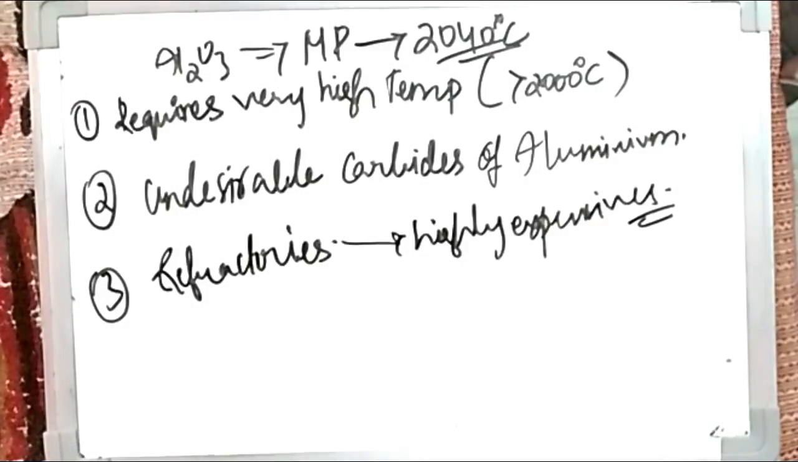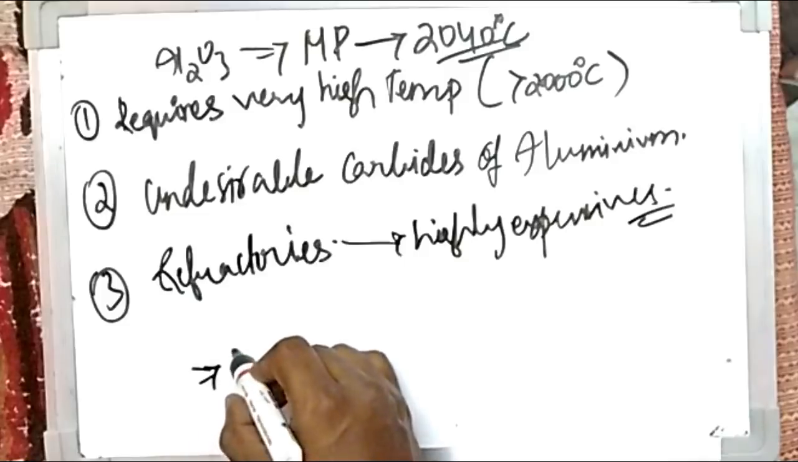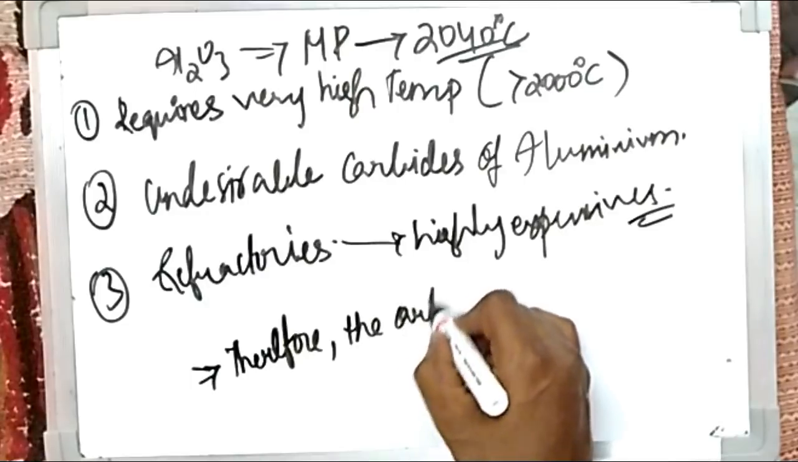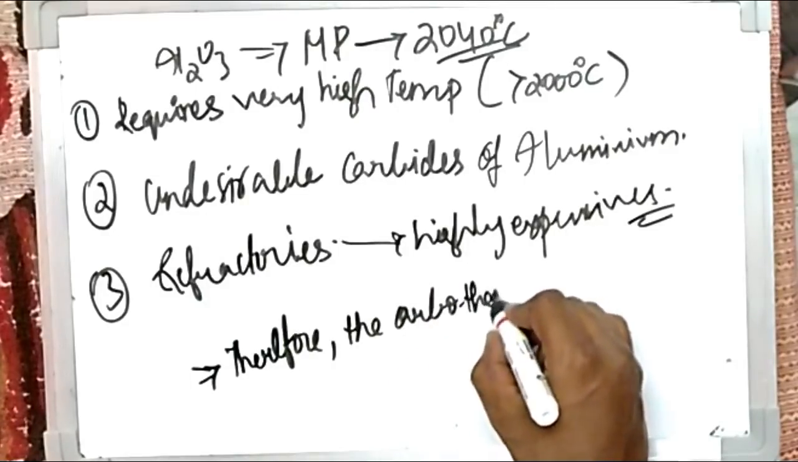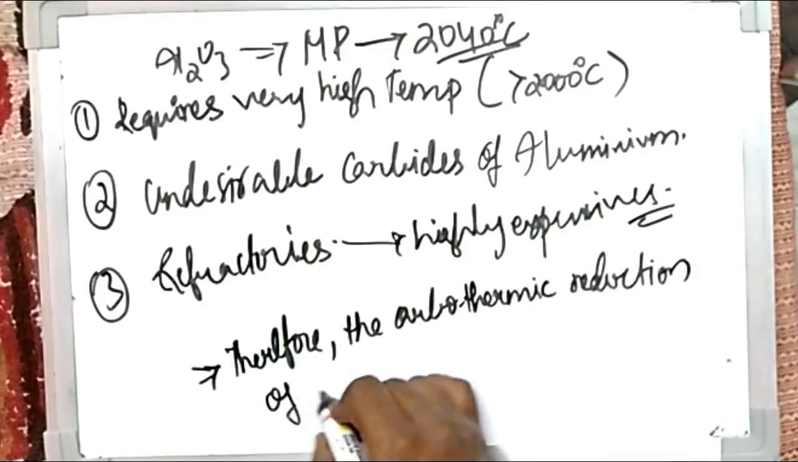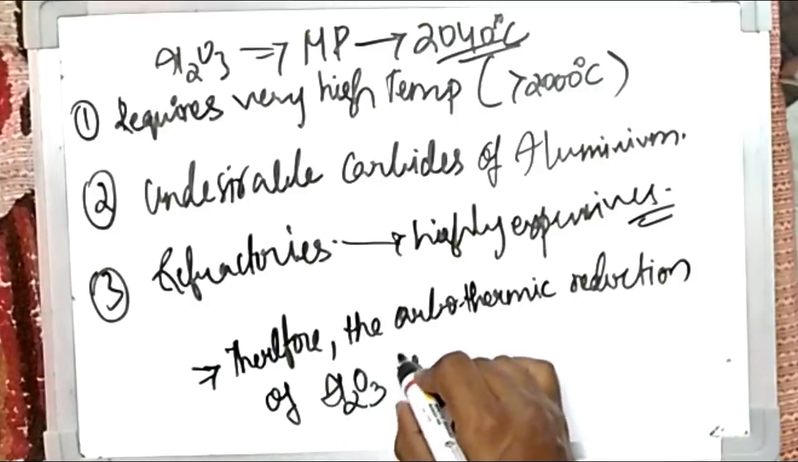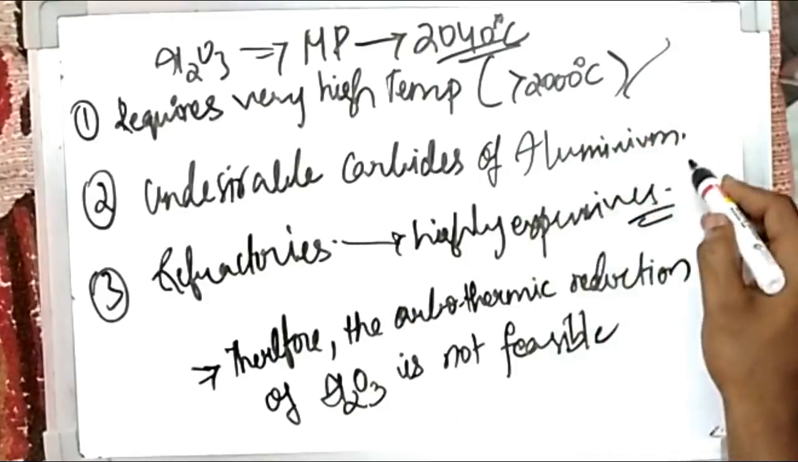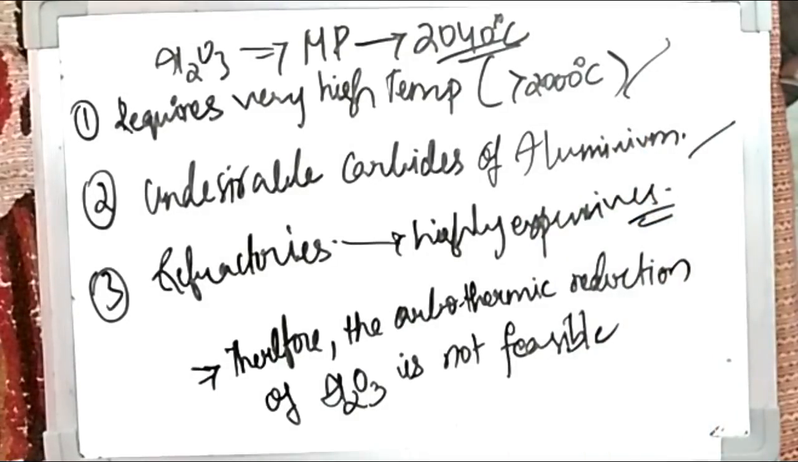Because of these three reasons, carbothermic reduction of Al2O3 is not feasible. It requires a very high temperature, it forms undesirable carbides of aluminium at this high temperature, and refractories are one more problem. So that is why carbothermic reduction is out of our topic, and carbothermic reduction of Al2O3 is not at all adopted.